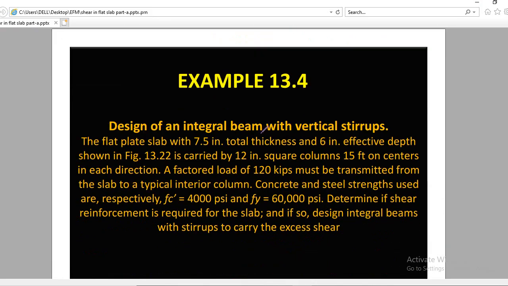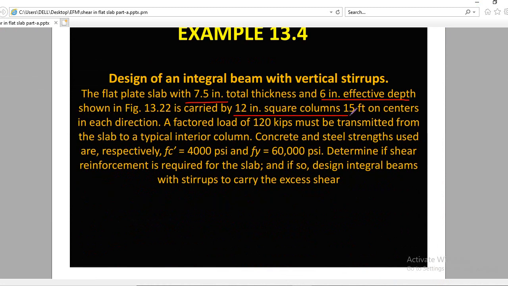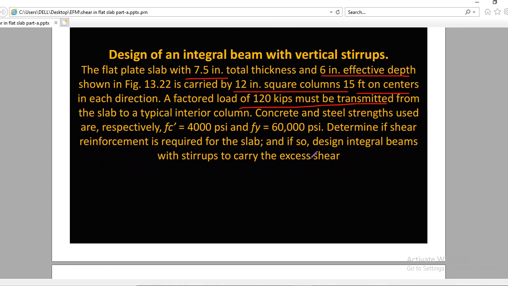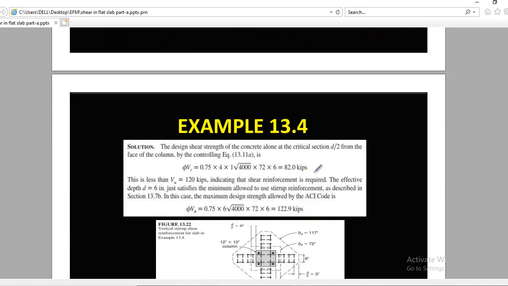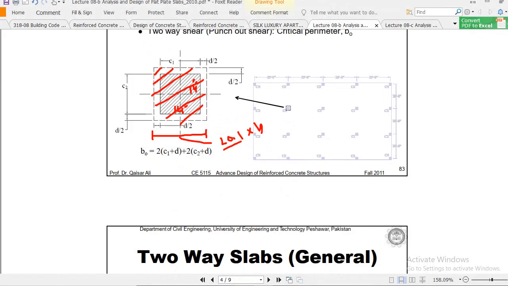Now next question. In this question we have 7.5 inch thickness, 6 inch effective depth, and it carries a 12 inch square column, 15 feet on centers in each direction, a factored load of this much, and a typical interior column. Concrete and steel strengths are this. Determine if shear reinforcement is required for the slab, and if so, design integral beams with stirrups to carry the excess shear. I don't discuss it, but you must remember, because I already explained this in these lectures.